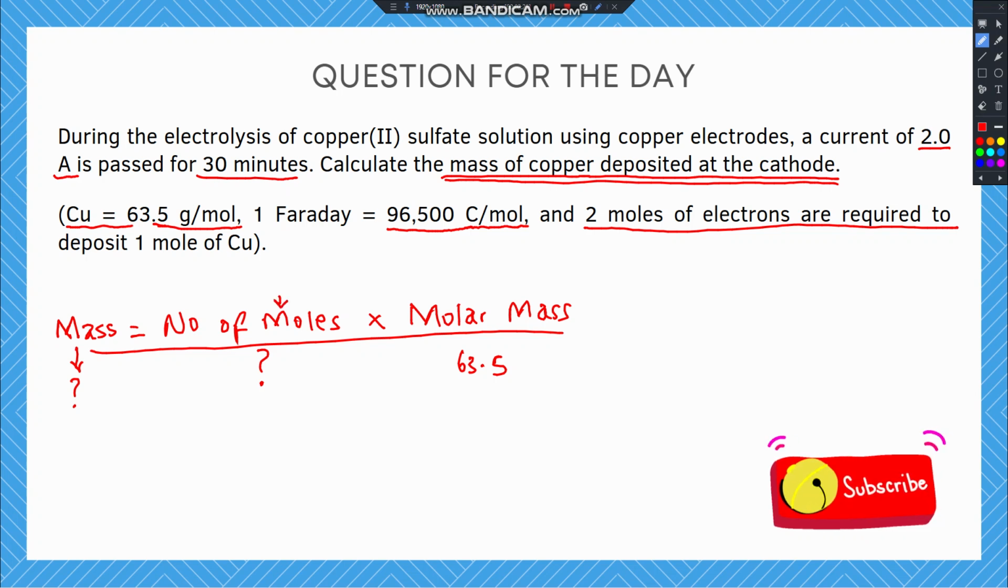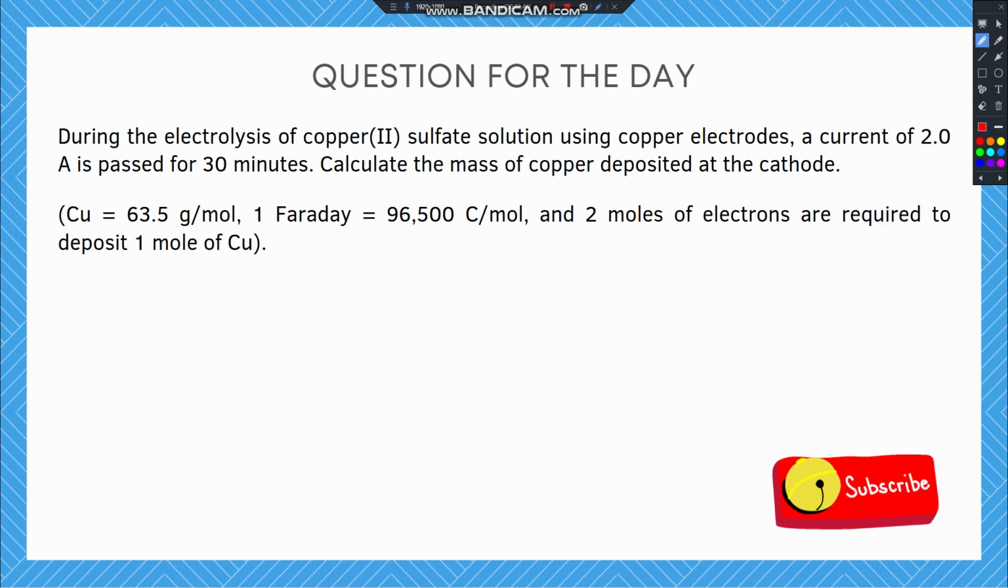And in order to find the number of moles of copper that is used, we need to know some things. We need to know the charge that was used up in the chemical reaction, and we also need to know the number of moles of electrons that was used. So let's go ahead and calculate everything step by step.